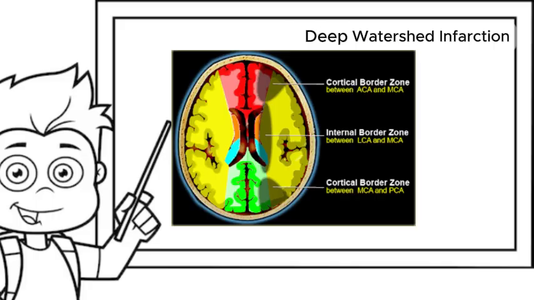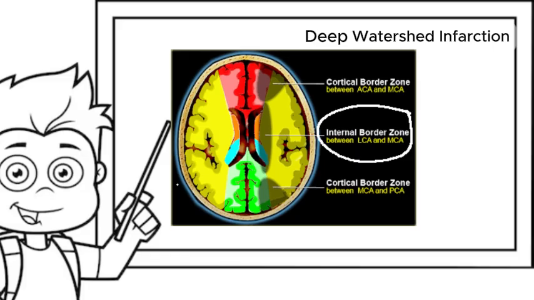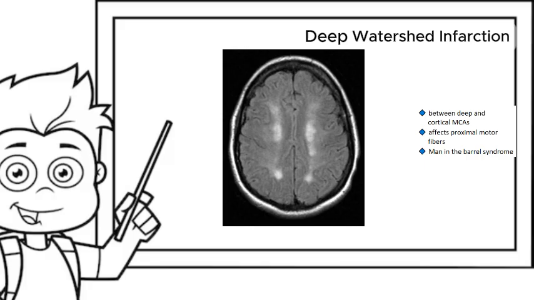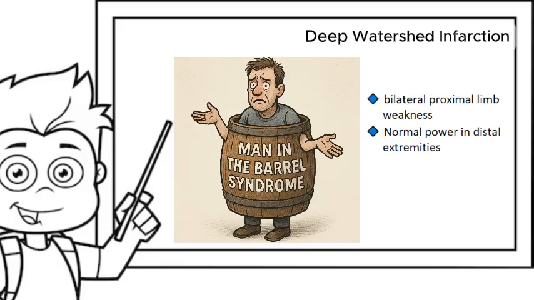Next is the deep watershed infarct, also known as the internal watershed infarct. This occurs between deep branches of the middle cerebral artery and the superficial cortical branches, usually in the subcortical white matter. These infarcts often affect motor fibers, especially for proximal limb muscles, leading to what's known as the man in the barrel syndrome. Man in the barrel syndrome is characterized by bilateral proximal upper and lower limb weakness with relatively preserved distal strength. So, literally, think of a man in the barrel.